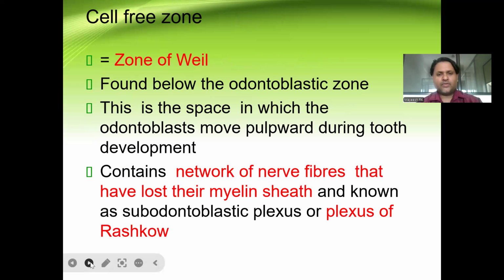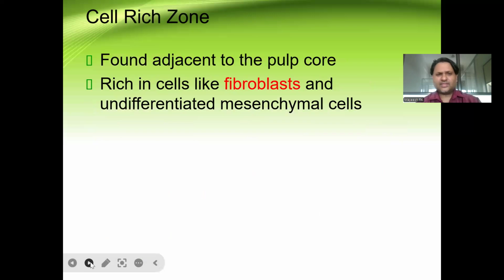It contains nerve fibers that have lost their myelin sheath, and they're known as the subodontoblastic plexus or the plexus of Raschkow. So the plexus of Raschkow is again asked as a short note. So you just need to know about it if they have asked this as a 3-mark question. That's the cell-free zone. Next, we see the cell-rich zone adjacent to the pulp core. It has a lot of cells. The predominant cell type which we see in the pulp is the fibroblast. So you have a lot of fibroblasts and you have other types, including the undifferentiated mesenchymal cells.